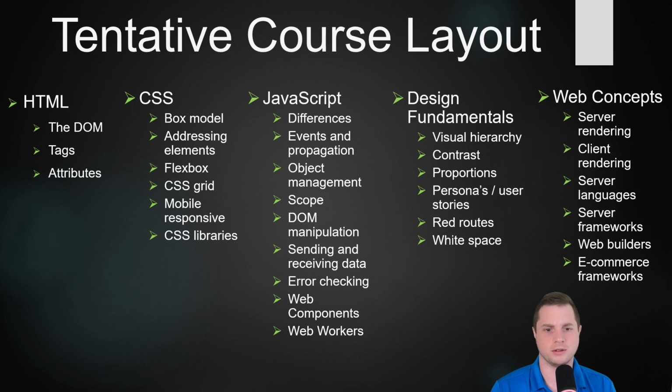So design fundamentals: visual hierarchy, contrast, proportions, personas and user stories, red routes and white space. This little portion here as well with the homework is going to help you understand and evaluate websites, and primarily what students struggle with in this section is identifying features. So a lot of people in the industry would call this empathy. Ultimately, it's a theory of mind problem. So if you can understand where the user is coming from, if you can understand what they're trying to accomplish, what their goals are, then you're going to have a pretty good idea of what features they need.